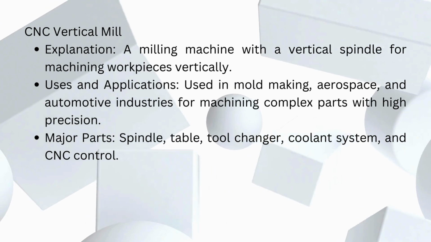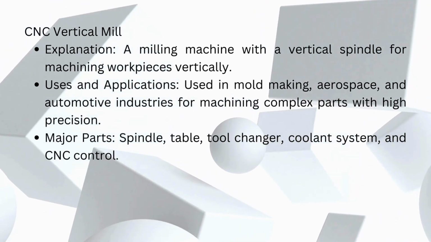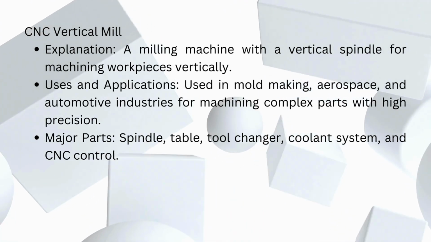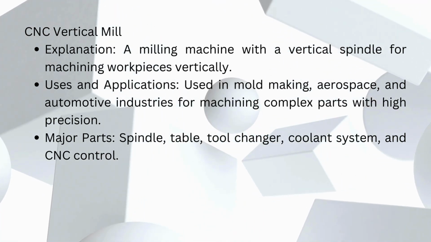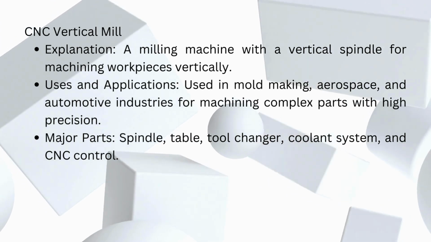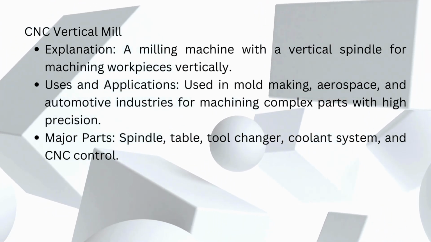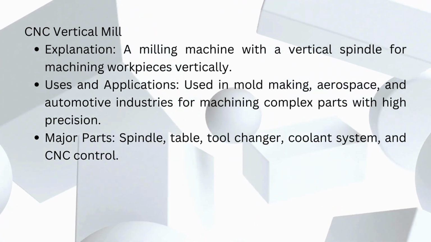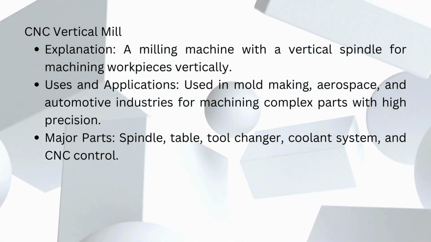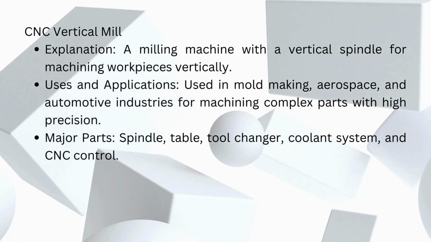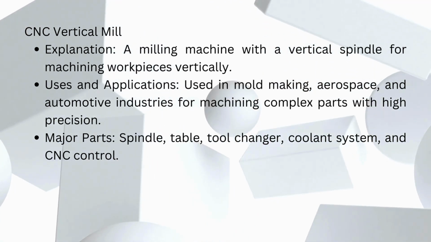CNC vertical mill. Explanation: a milling machine with a vertical spindle for machining workpieces vertically. Uses and applications: used in mold making, aerospace, and automotive industries for machining complex parts with high precision. Major parts: spindle, table, tool changer, coolant system, and CNC control.